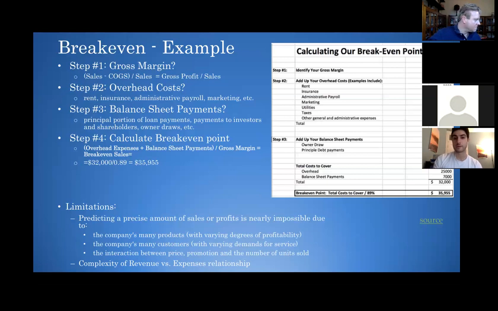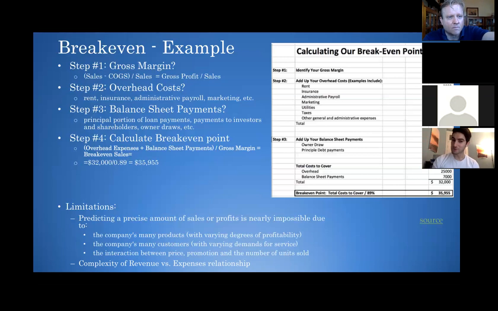Maybe yes, maybe not, but it definitely will affect the gross margin. Another thing is that as the company scales, the fixed costs may also change. So your overhead costs or the balance sheet payments may increase. We say that these are fixed costs, and we mean that they are fixed within a specific period. But in reality, what we really mean is that they change in steps. So as the company scales, these costs can increase, and that also needs to be taken into consideration.